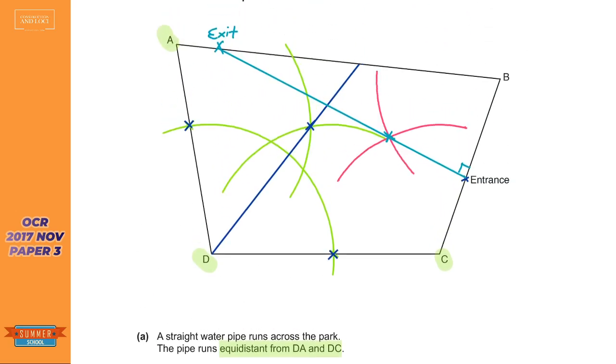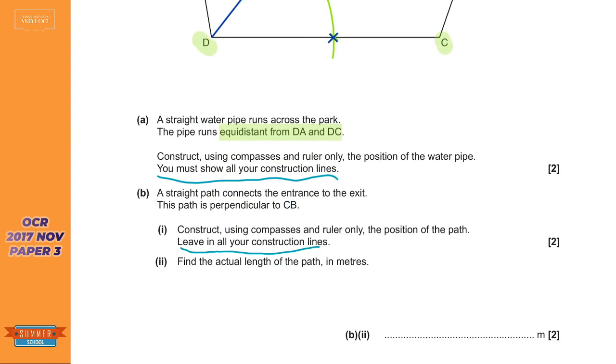Now, this is impossible for me to answer because I've scaled this up so that it shows nicely in this video. But if you were to do it on the paper, so if you went to the OCR 2017 November paper, paper 3, and had it in front of you, you'd find out that this path is 12 centimeters long using your ruler. Okay, so you'd be tempted to write down 12 centimeters.